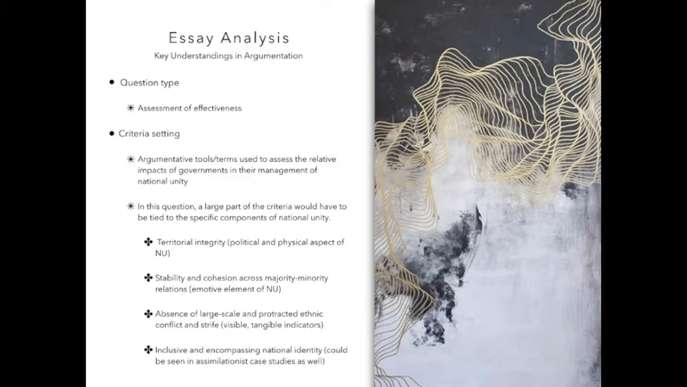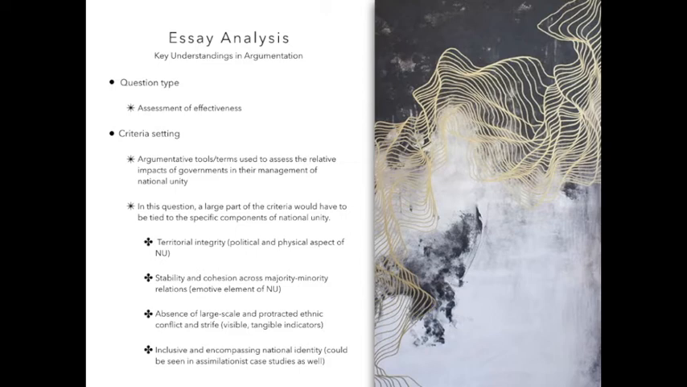So going into the components of national unity, we have the physical and political aspect of it, territorial integrity, whether the nation in itself remains intact. Is there a breakup of the nation? Is there a huge potential for the breakup of the nation? So that's territorial integrity. Looking at the stability and cohesion across majority and minority relations.